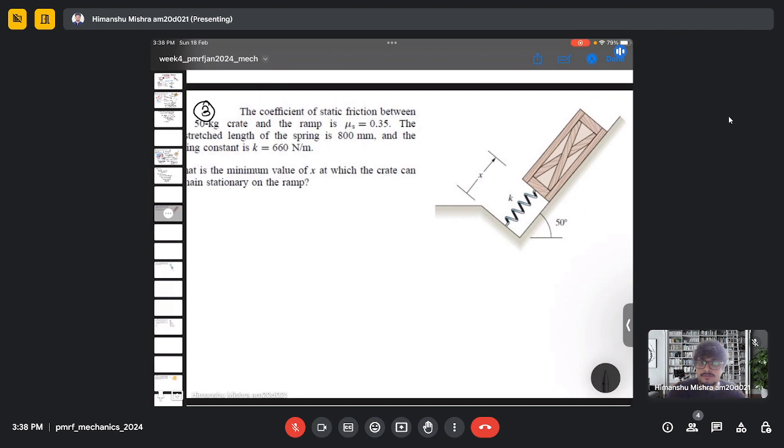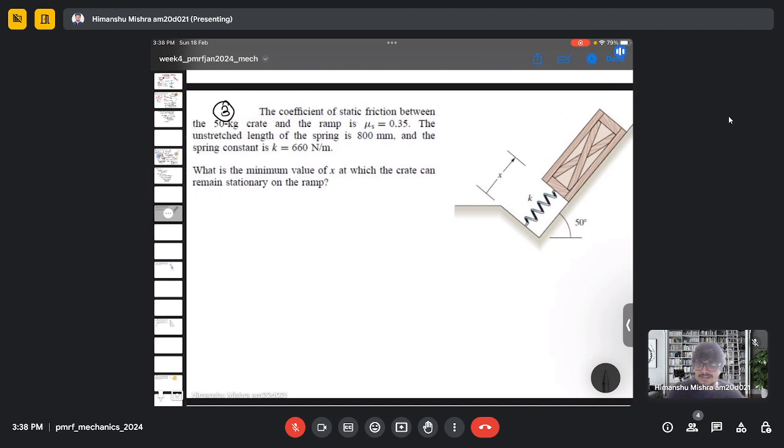So here we have the coefficient of static friction between the 50 kg crate and the ramp is 0.35. The unstretched length of the spring is 800 mm and the spring constant is 660 Newton per meter. What is the minimum value of x at which the crate can remain stationary on the ramp?